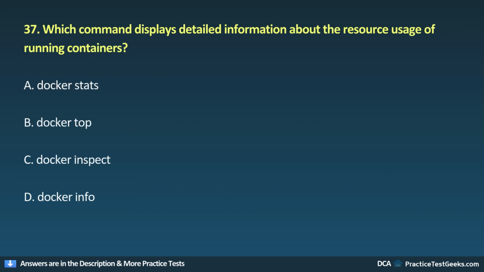37. Which command displays detailed information about the resource usage of running containers? A. Docker stats. B. Docker top. C. Docker inspect. D. Docker info.